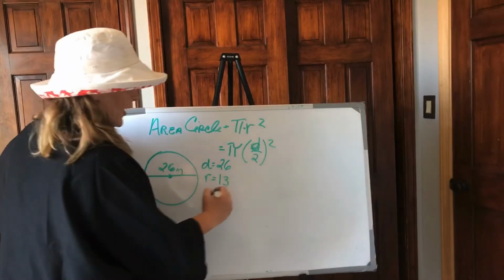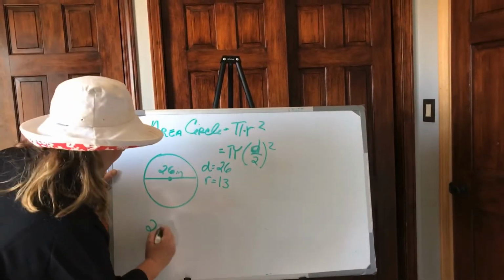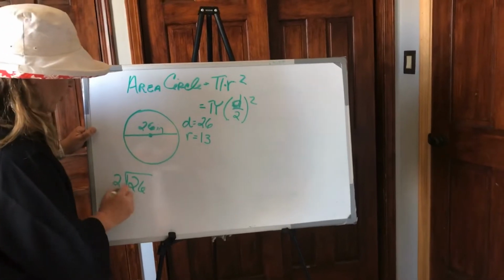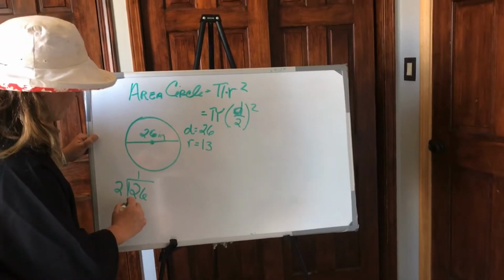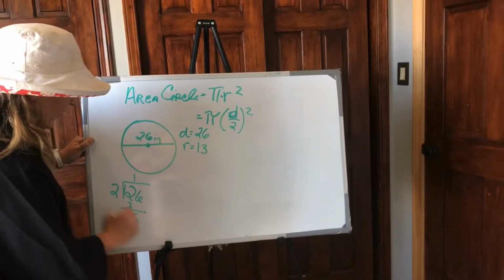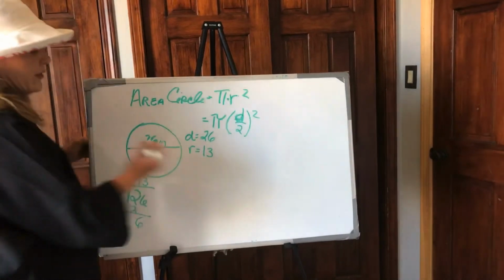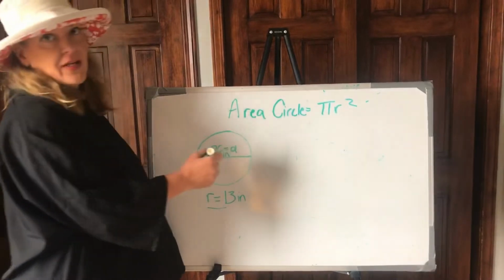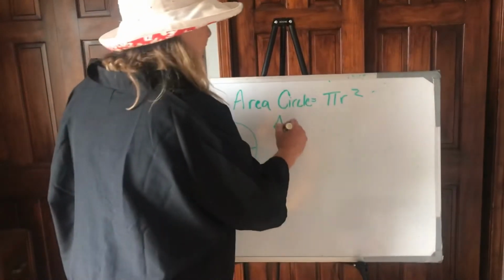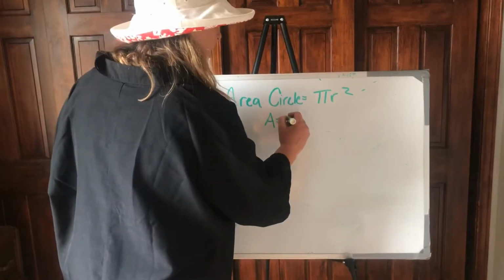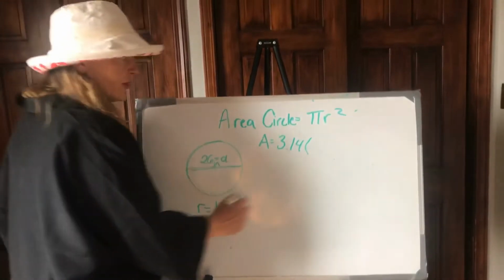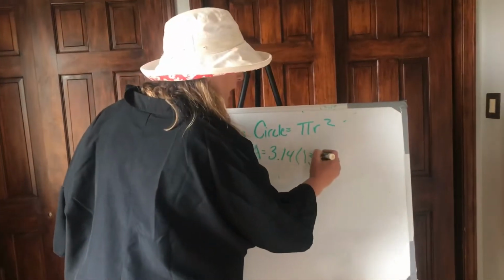So that's 13. And if you need to see the math for that, I take 26 and divide it by 2, right? 2 goes into 2 one time. I bring down the 6. 2 goes into 6 3 times. So the radius is 13. Now that we know that the radius is 13, we can calculate the area of a circle. So the area of a circle equals pi, and we're going to use 3.14, r, which is 13, squared.